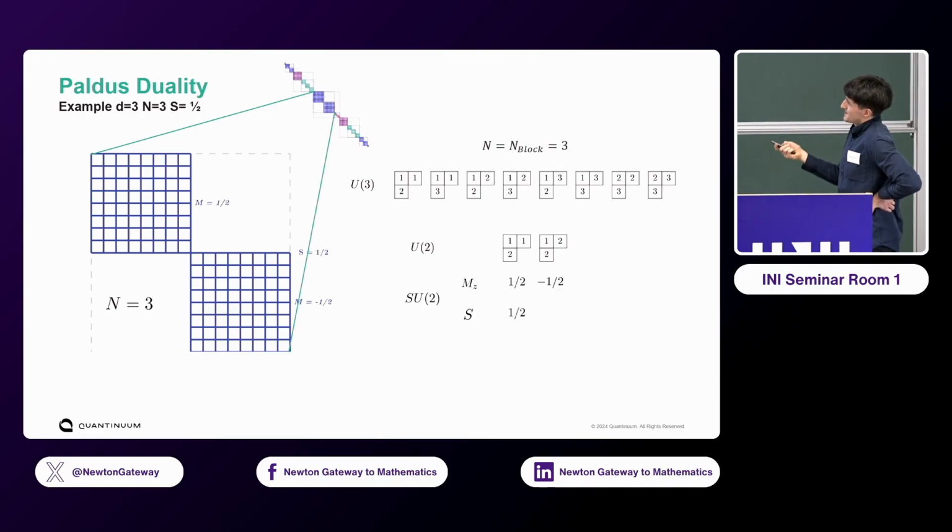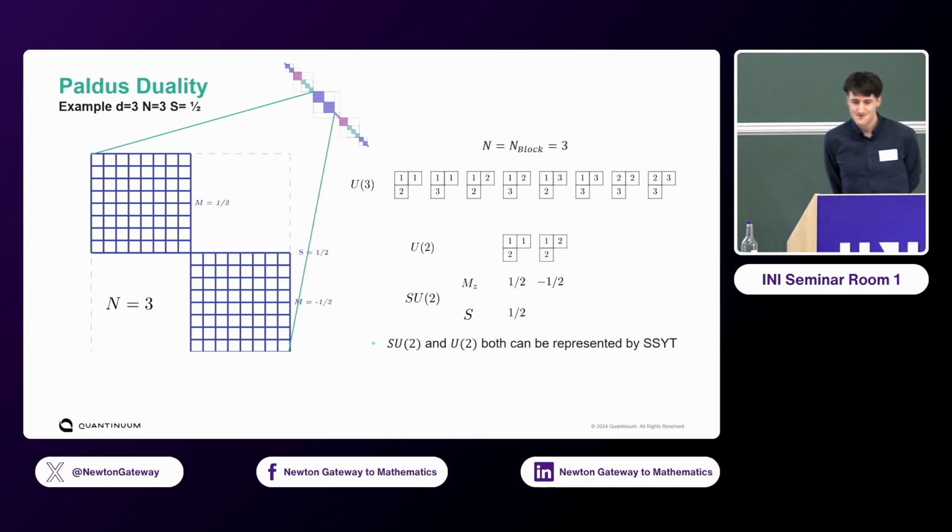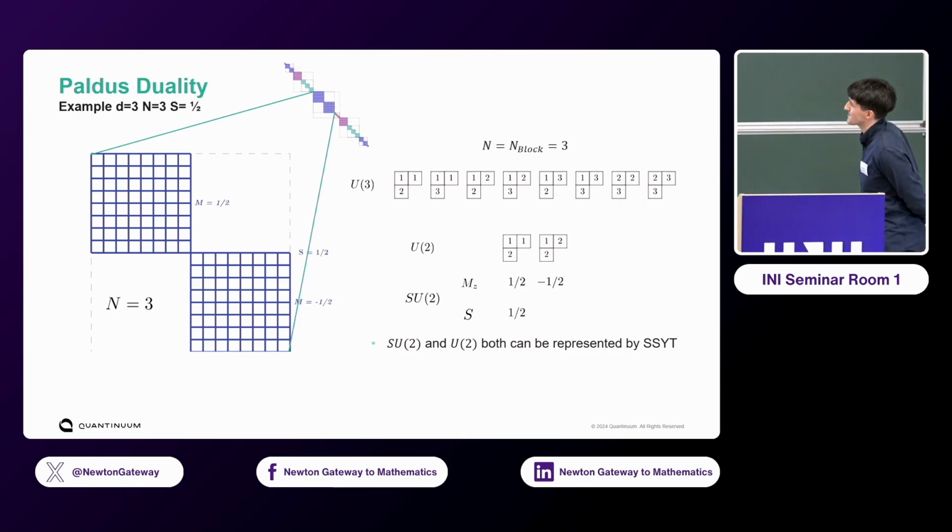And simultaneously, the U(2) indexes the SU(2) spin part as well. So this is just showing that the SU(2) and U(2) can both be represented by the semi-standard Young tableau. Okay, so hopefully I convinced you now that we've rigorously decomposed the full fermionic Fock space, and I think that we were the first people to do this, at least.